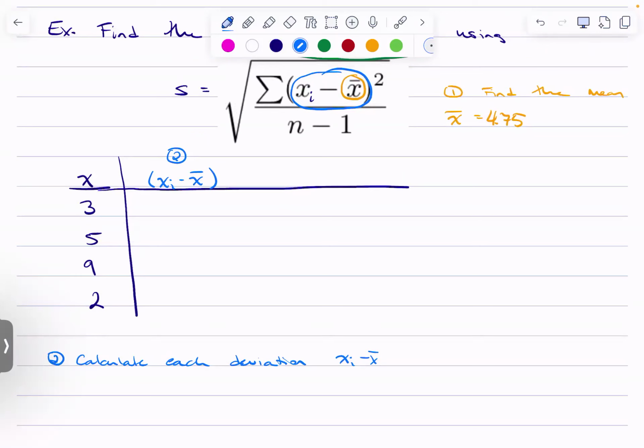Which is going to look like 3 minus 4.75, which is negative 1.75. 5 minus 4.75. I guess I should probably do that one in my head. I get so caught up. How far is 9 from the mean? 9 minus 4.75.